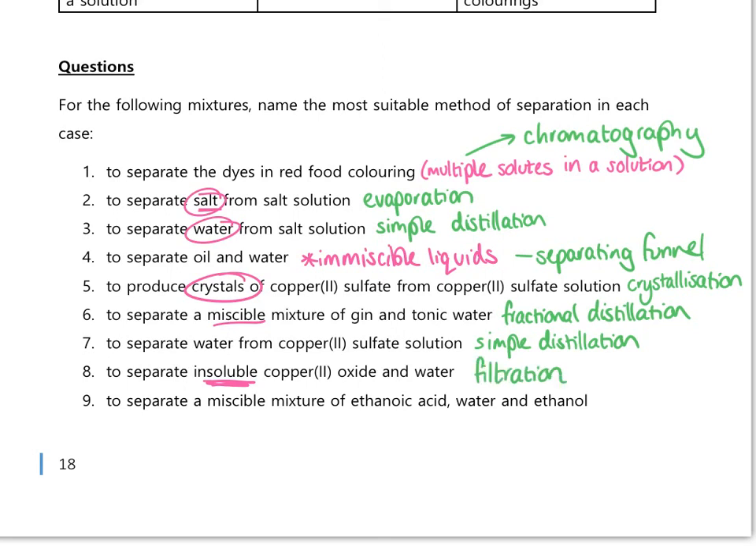Number 9 then asks me to separate a miscible mixture of ethanoic acid, water and ethanol. So here we've got 3 liquids that mix together, but they will have different boiling points, so I can use fractional distillation to separate them. So hopefully from this you understand how to identify the correct technique to separate a given mixture. You could be asked to do this in your exam.